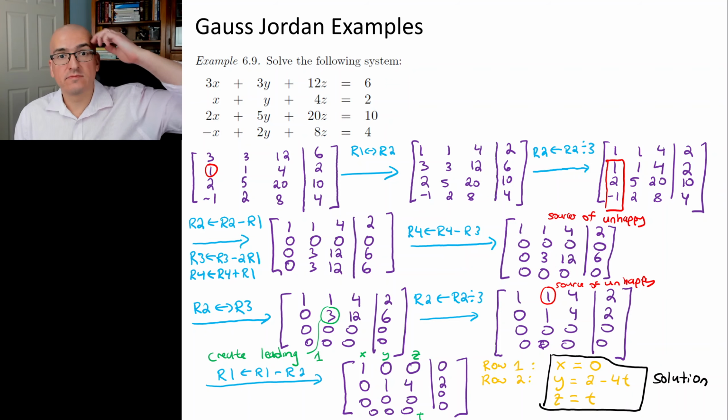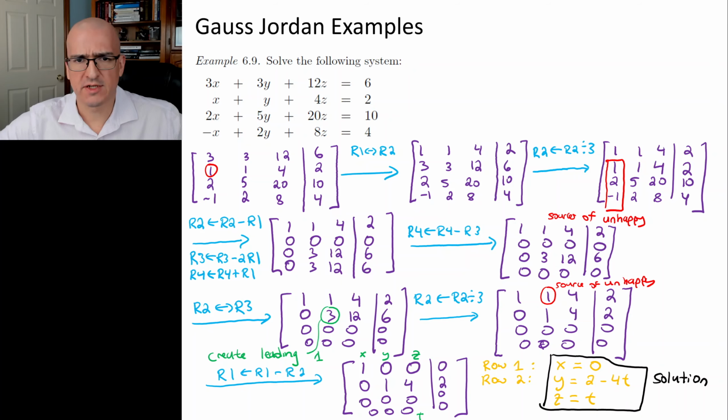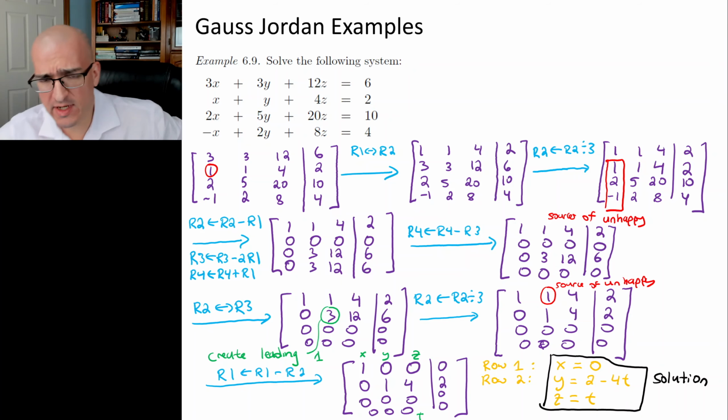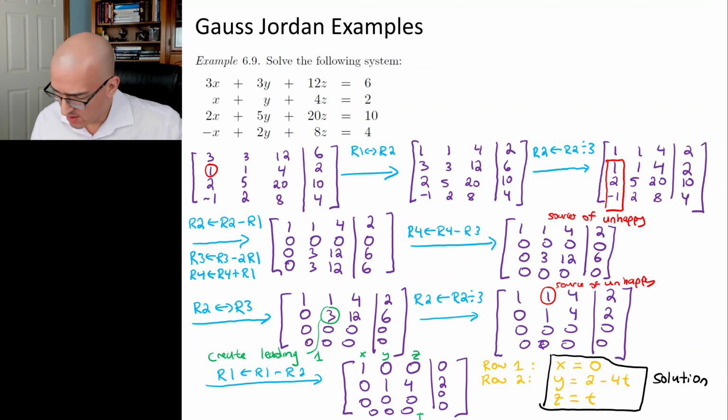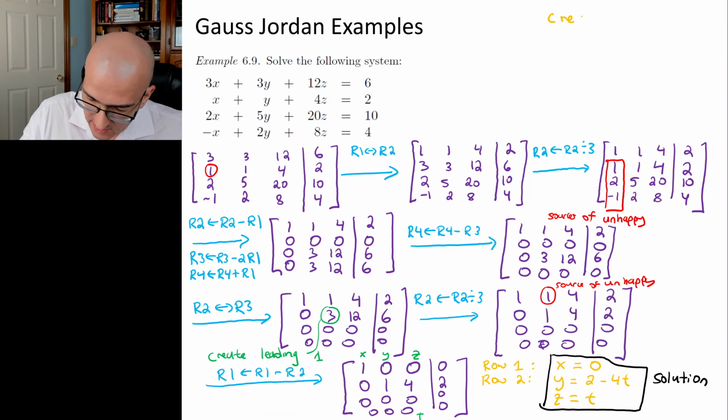How would you check? Since there's t in here and there's actually t in here, it's cold now. How would you check? What you would do is you would substitute x is equal to 0, y is equal to 2 minus 4t, and z is equal to t into each of those equations. I'm going to do one. I'm going to do a quick check up here.